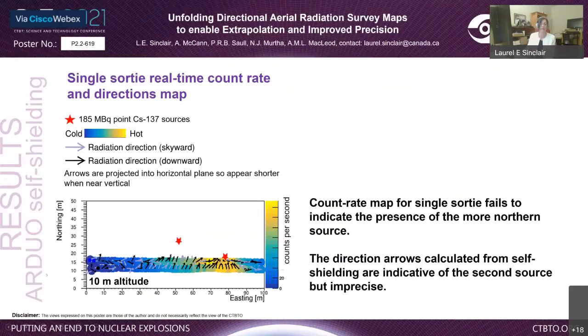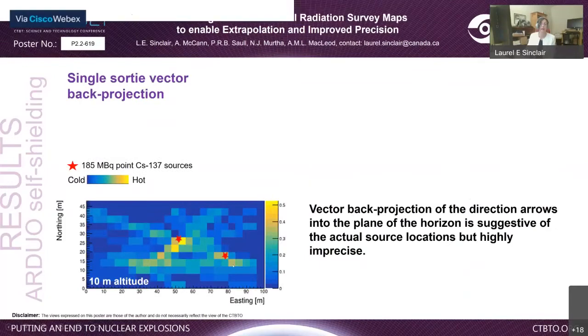So here we have the simple direction detector mounted on a UAV platform, flies away from home base as far as it can on half a tank of gas, comes back. And you can see that from the count rate alone, you can resolve one of the sources that was in the field of view, but the other one you can't really pick up from count rate alone. Individual directions, second by second, are giving you a bit of information, but it's vague.